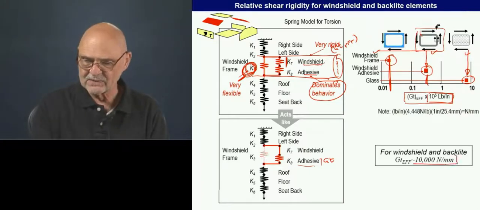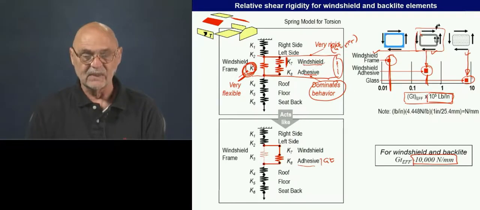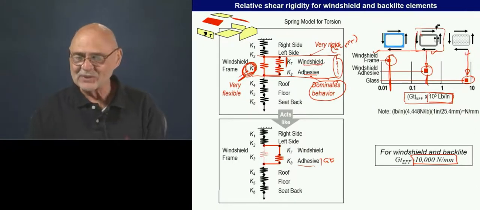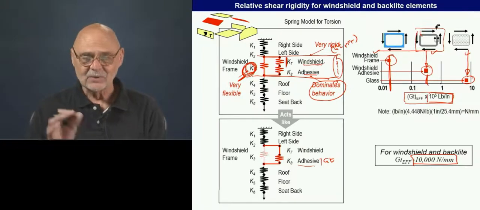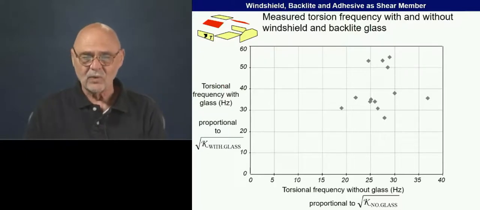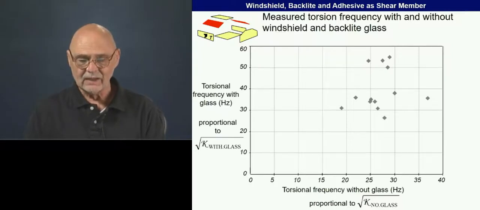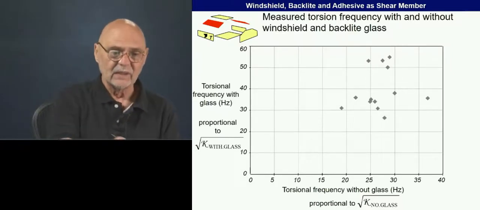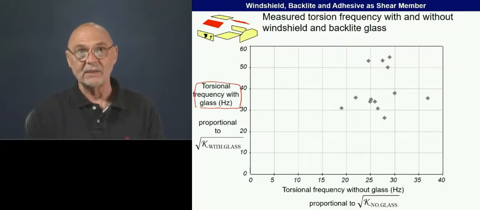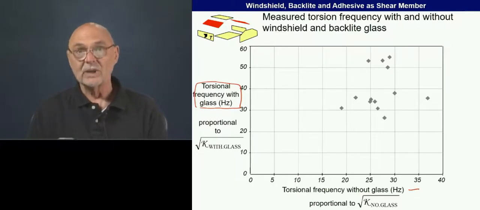Okay? And this is a typical value of about 10,000 newton millimeters for that GT effective of the adhesive. And you might be saying, well, this is really kind of wild. I don't believe it. So here's one way to hopefully convince you. What we're plotting here is several vehicles. Each dot represents a body in white actually. This is the torsional frequency of that body in white with the glass in place. And then along the bottom is the torsional frequency without the glass.